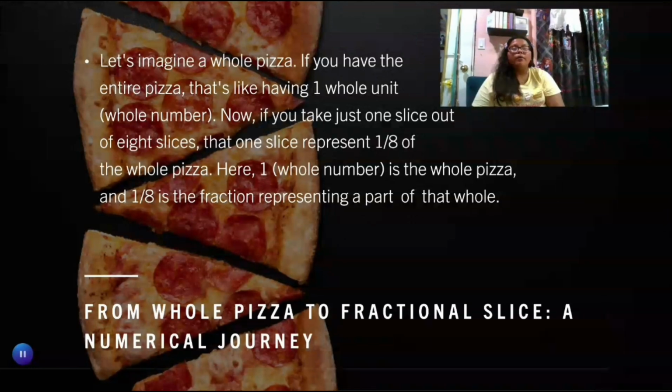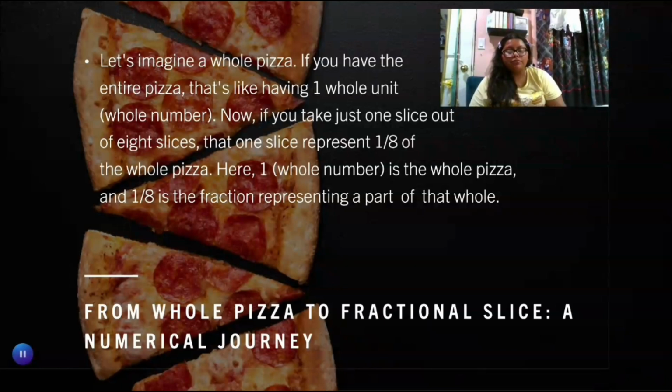Meaning, in terms of fractions, the number of slices you have taken, which is one slice, out of the total number of slices, which is 8, can be written as the fraction 1/8. The whole number represents the entire pizza before any slices are taken, a complete undivided unit. The fraction represents the part of the pizza you have taken, one slice out of the whole 8 slices.